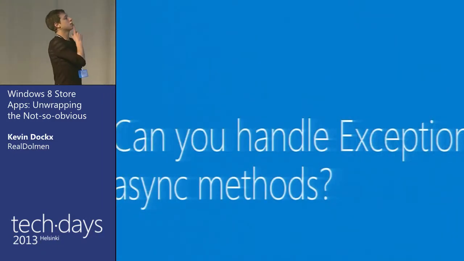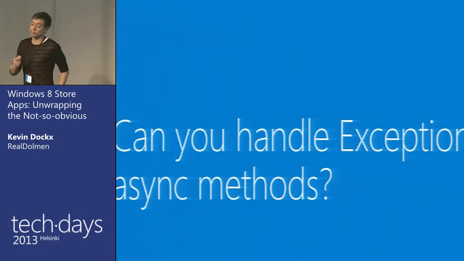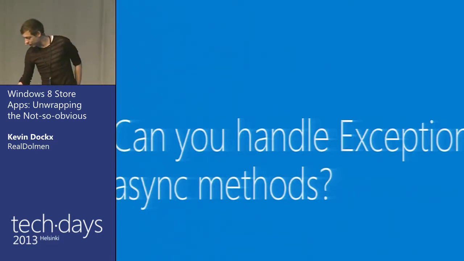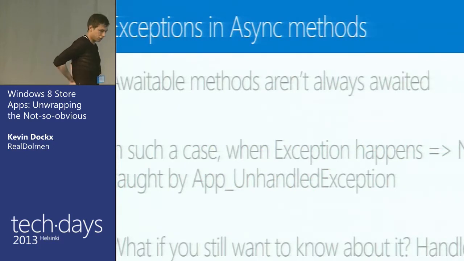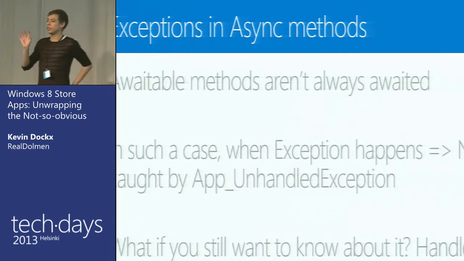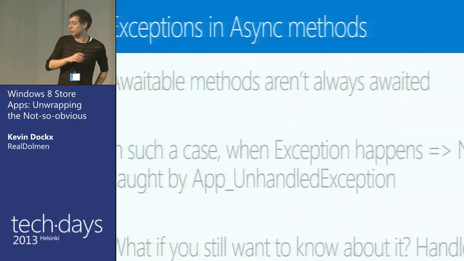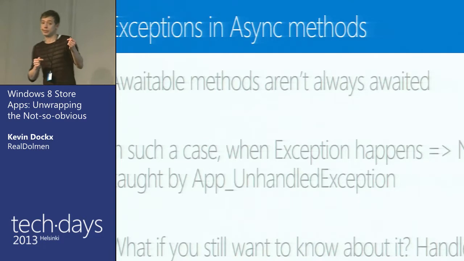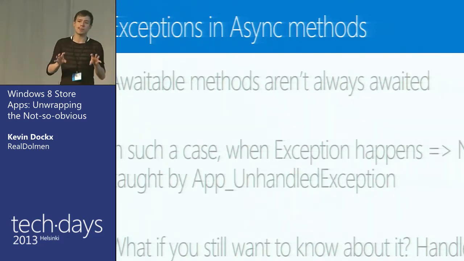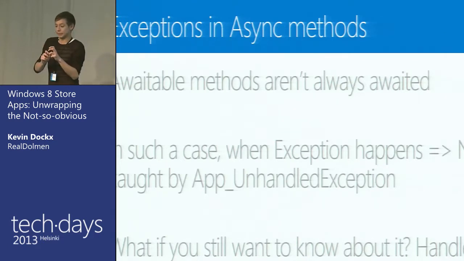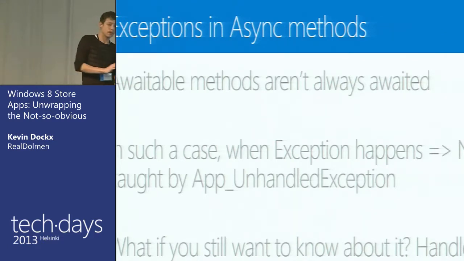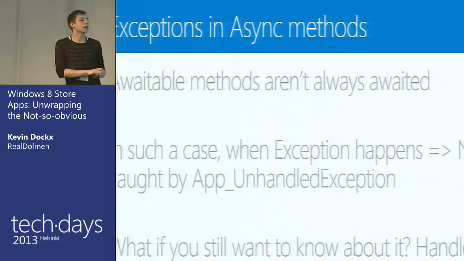Right, can you handle exceptions in async methods? Well, it sounds a bit logical, and you can, of course. But here's the thing. If you write an awaitable method, so an async method is a method that can be awaited, and you fire that one, and an exception happens in that method, your exception is actually lost. You would expect it to show up in unhandled exception.